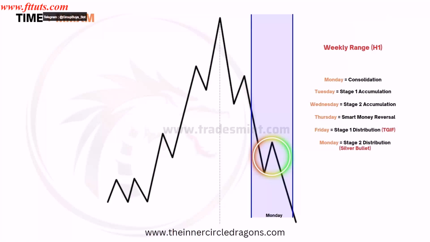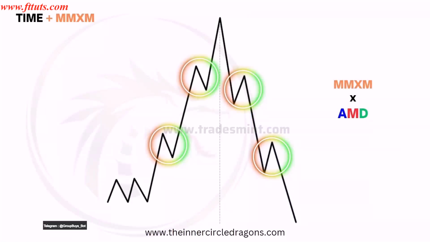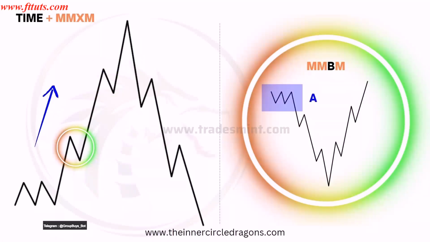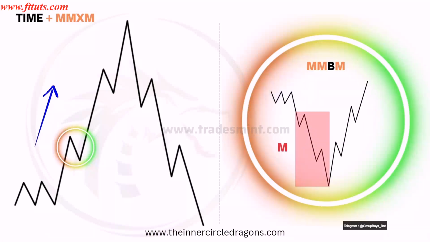Just because it's a Monday doesn't necessarily mean that it's going to be a consolidation day. Now, we can combine market maker models with our AMD cycles, which is the accumulation, manipulation, distribution phases of a buy or sell program. Inside of the retracement legs is where we will see our market maker buy models. We have our accumulation phase, the manipulation phase, and the distribution phase.